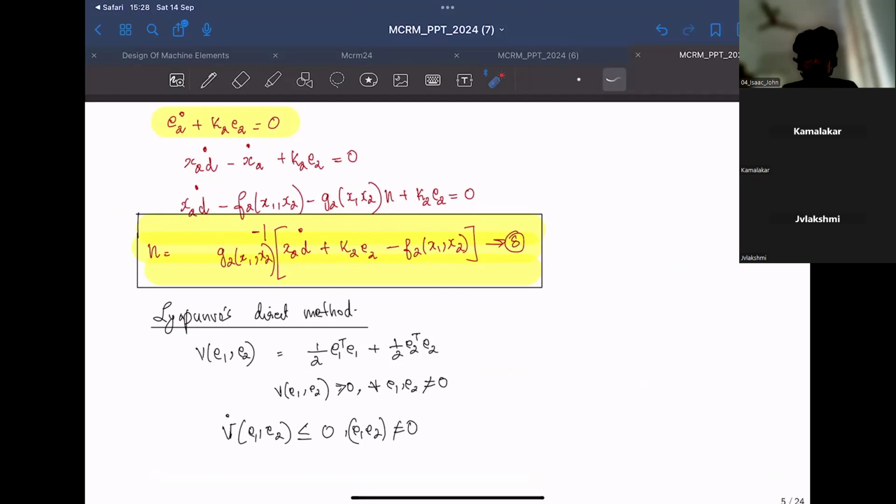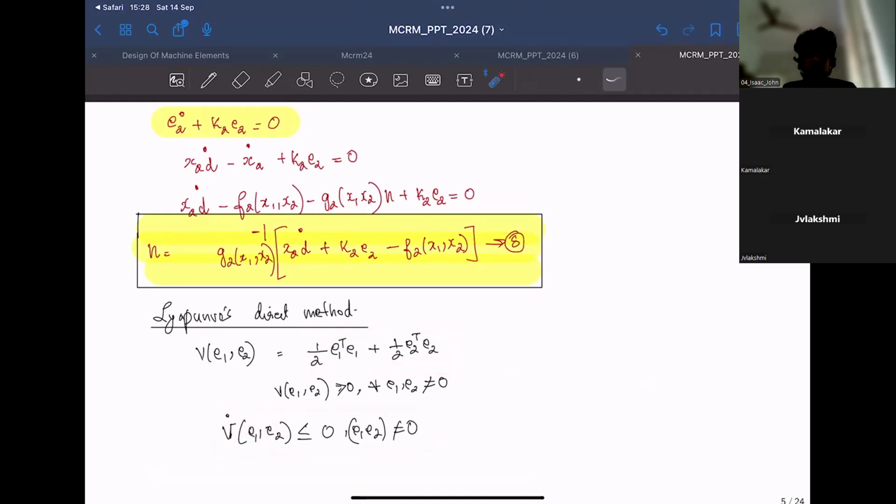So the converse is not necessarily true. If you cannot find a function like this and ensure that its derivative is less than 0, it does not really mean that the system is not stable. But if you can somehow find a function like this, and if its derivative is less than or equal to 0, that basically means that the system is always going to be stable.